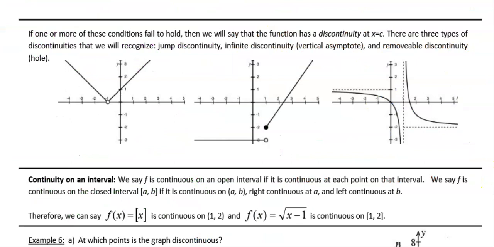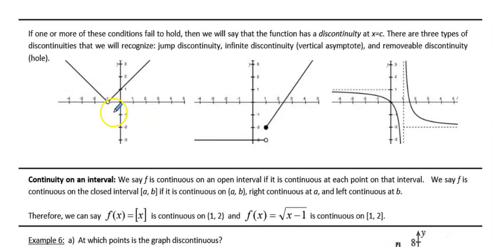So on the next page, we have 3 examples of discontinuity. There are actually 4 of them. The oscillating one, we don't really get to too much. I don't really even see examples of that. Maybe they'll bring it back into curriculum. But these are the three that we really focus on.